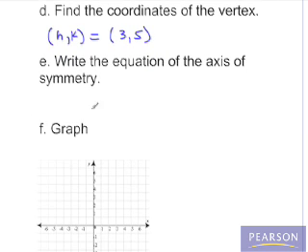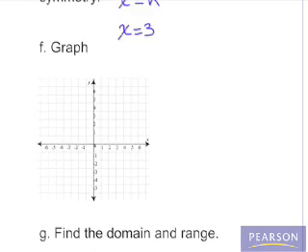E, write the equation of the axis of symmetry. That will be the vertical line that passes through the vertex. The vertical line would be in the form of x equals h. So in this case, h is 3, so x equals 3 would be the equation of the vertical line passing through the vertex. We'll go ahead and graph this function.